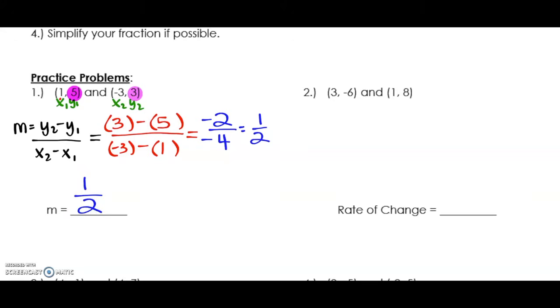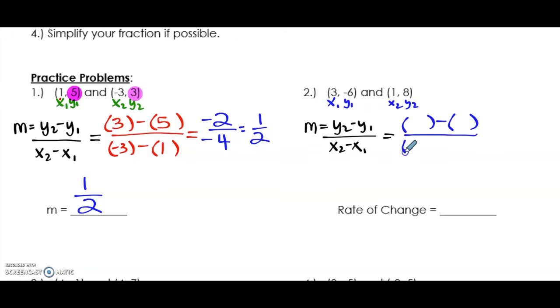Let's go to example number 2. I need to label my points, x1, y1, and x2, y2. I'm going to write my slope formula. M equals y2 minus y1 over x2 minus x1. We're going to substitute those numbers in. Again, I'm going to use my parentheses: parenthesis over parenthesis minus parenthesis. So that minus sign is from the formula. Sometimes we end up substituting signs in as well, so just be careful with that.